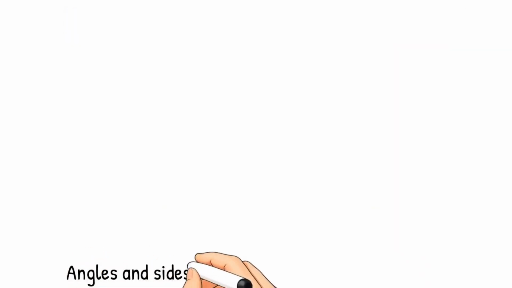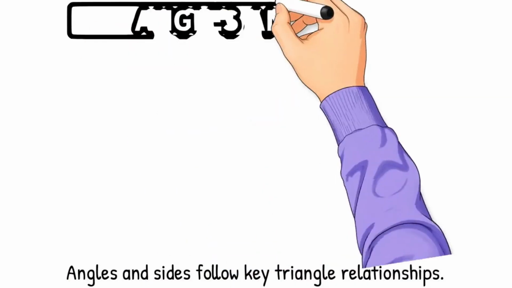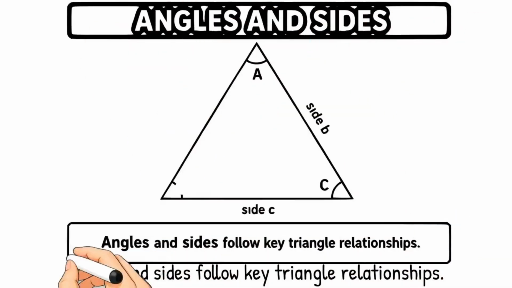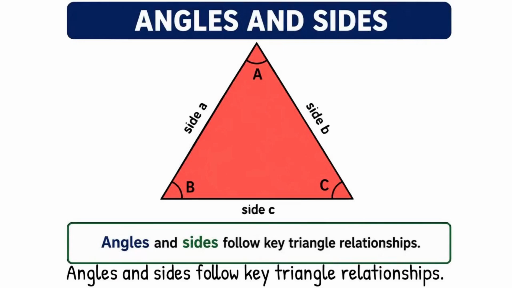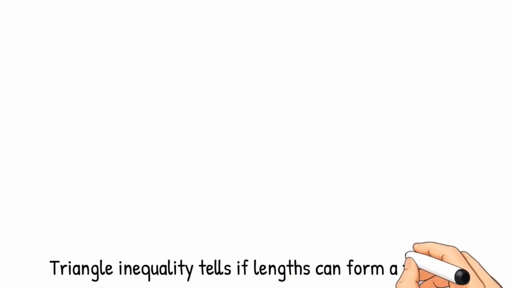There are also important relationships between angles and sides. The longest side is always opposite the largest angle, and the shortest side is opposite the smallest angle. In any triangle, the sum of any 2 side lengths must be greater than the third side. This is called the triangle inequality, and it tells us whether 3 lengths can actually form a triangle.